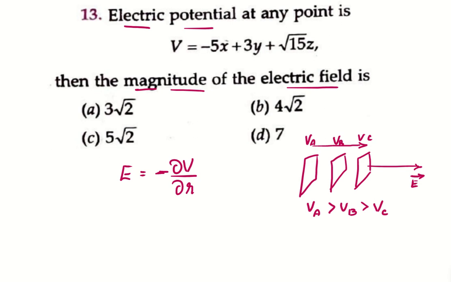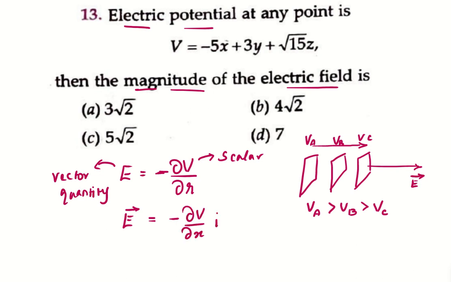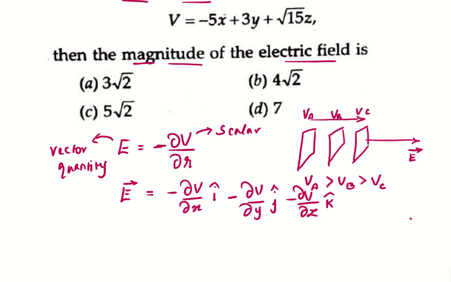Now we have to remember another thing. This is a scalar quantity and this is actually a vector quantity. So in terms of vector quantity, we can write this same equation as minus dou V divided by dou X I cap minus dou V divided by dou Y J cap minus dou V divided by dou Z K cap. It means that if we differentiate this potential given, we can calculate the electric field.